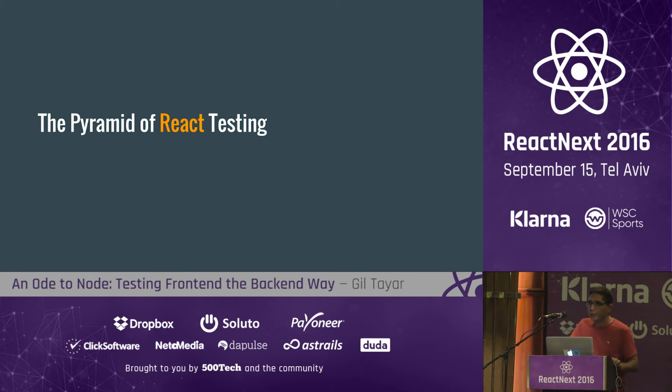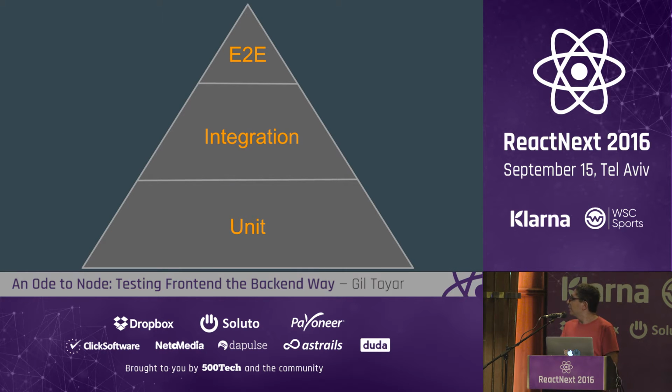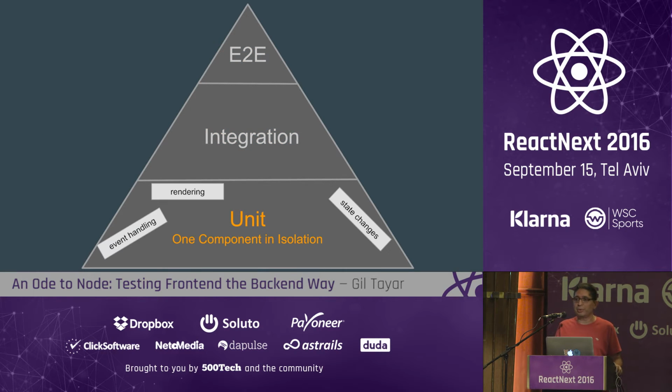Let's start our journey with unit tests. Unit tests, because we're talking React, basically tests one component in isolation. It's testing a specific component. And what does this mean? It means testing the rendering, checking that the rendering is fine given the props. It means testing the event handling, that the click is handled correctly, and that the state changes happen correctly also. All these three, rendering, event handling, and state changing, and please remember these three.